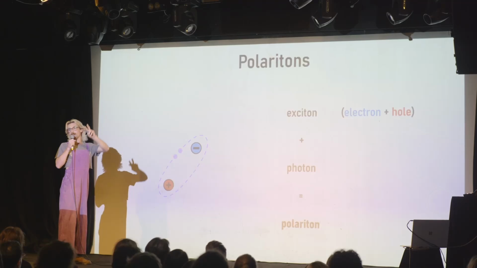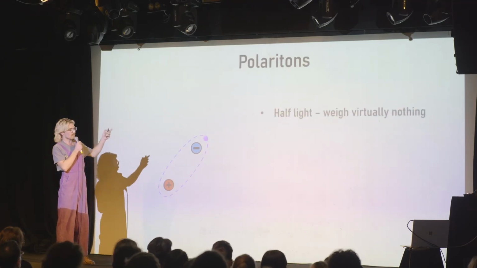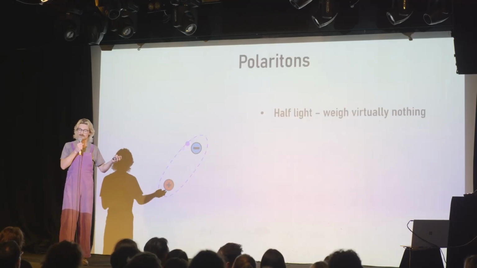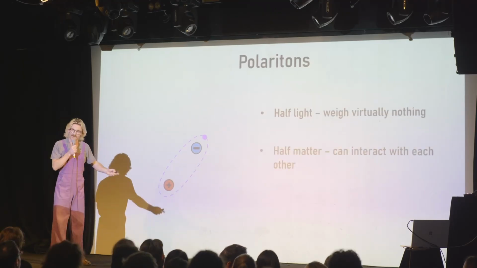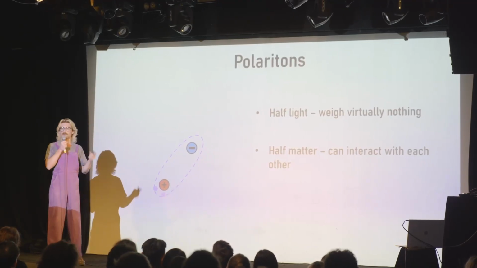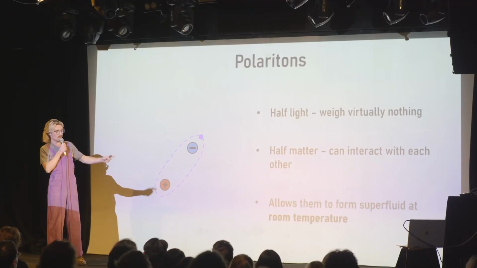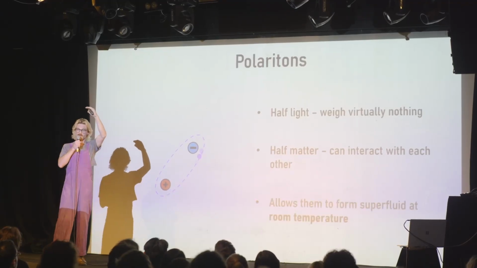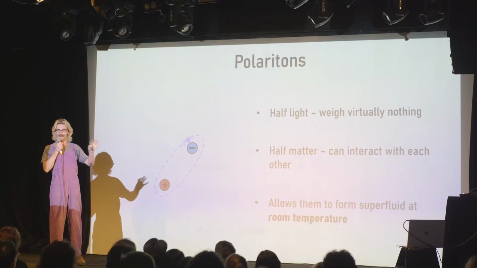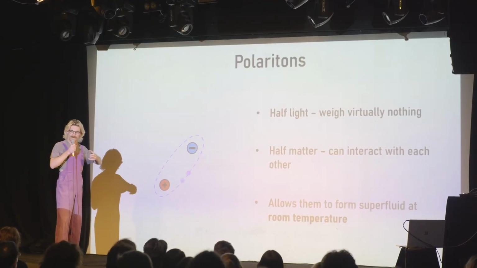And polaritons are beneficial for two main reasons. Because they are half light, they weigh essentially nothing. Many of you will be aware that light doesn't really weigh that much. They're also half matter, so these positive and negative charges can still interact with each other. What that basically means is we can form this superfluid we were talking about before, but instead we can form it at room temperature, which is excellent. And if we could just do that willy-nilly, then obviously technology and life would be much better. But you still need to form these polaritons in the first place.